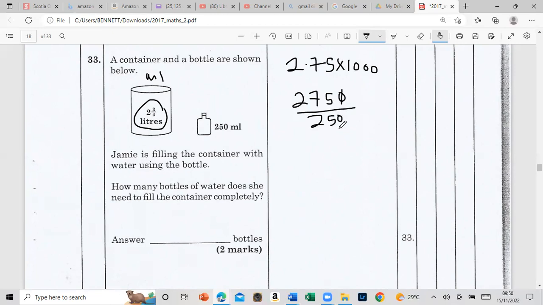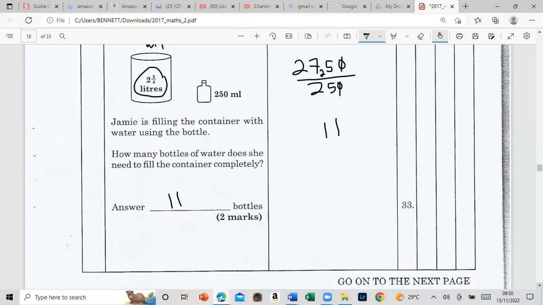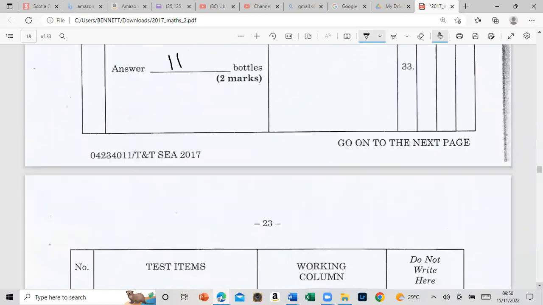So both of them are the same something now. Divide by 10, divide by 25 now. 25 into 27, that's 1 time. That is going to be 2. So that's 11. So it's going to take 11 bottles to fill it up. Alright. Makes sense because 10 of them would be 2,500 and just one more bottle. Alright, so let's move on.